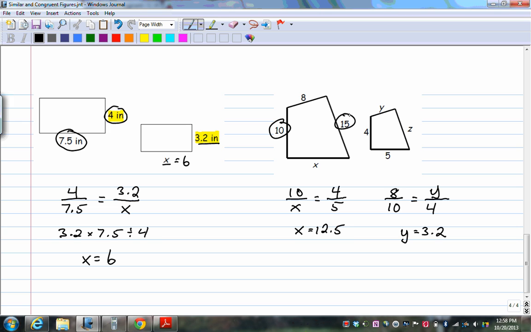I'm going to go 10 over 15. Again, it doesn't matter. 10 over 15 is equal to, what's corresponding with 10? 4. So that goes up in the top. Corresponding with 15 is z. That would be 4 times 15 divided by 10, and z is equal to 6.